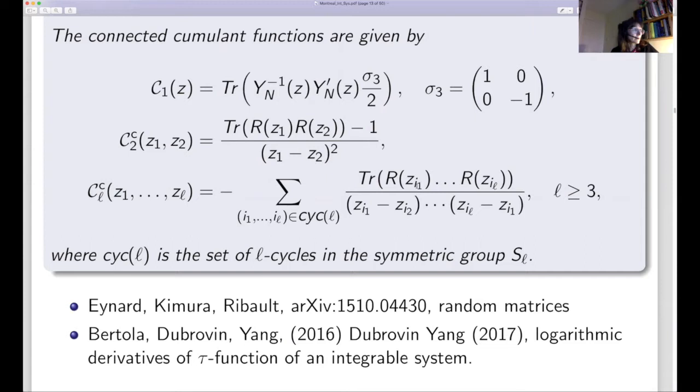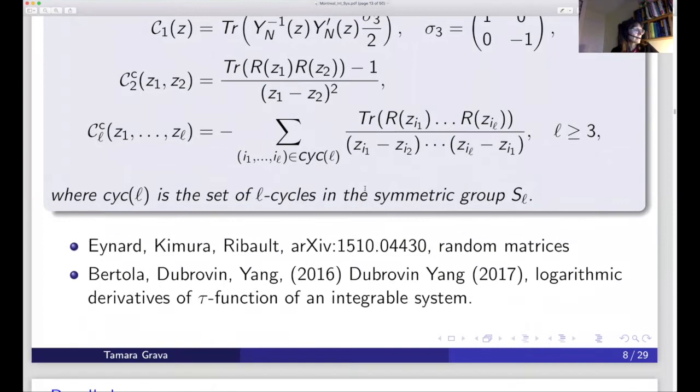The formula is the same, but for a different model R has a different expression, but the functional form looks the same. So the only difference is the R. The formula looks quite universal. What changes is the specific expression of R, which depends on the model. So this basically expresses the logarithmic derivative of the tau function of an integrable system, we can say. Okay, so this is the first result.